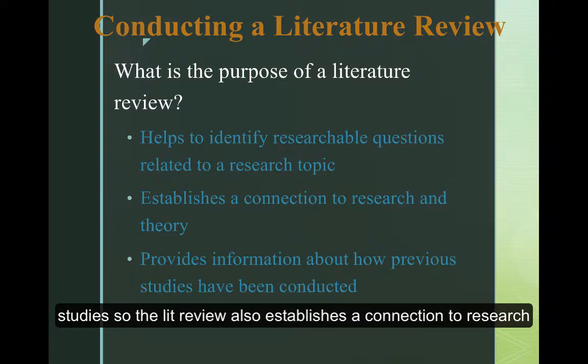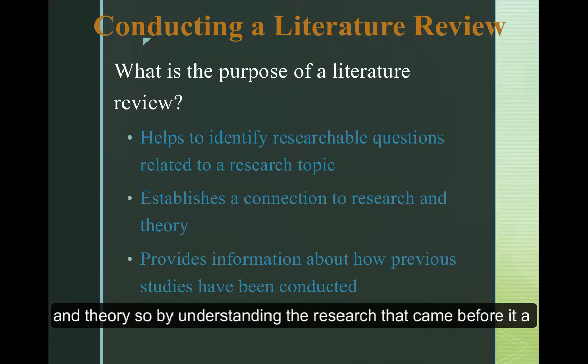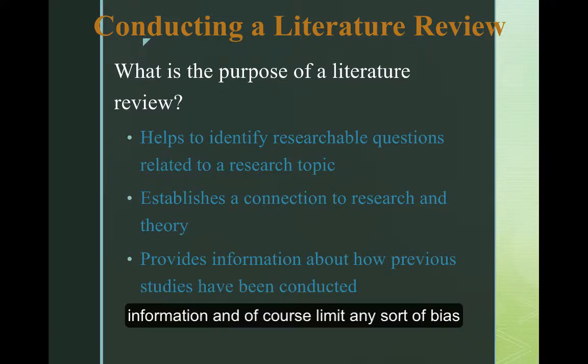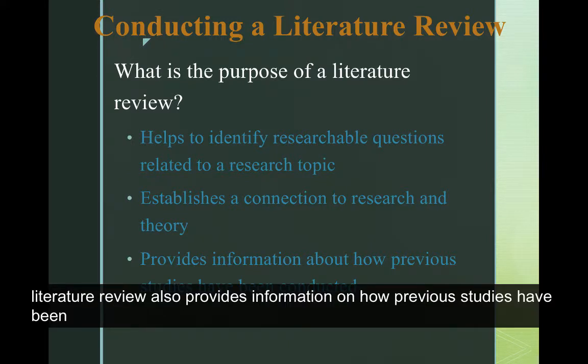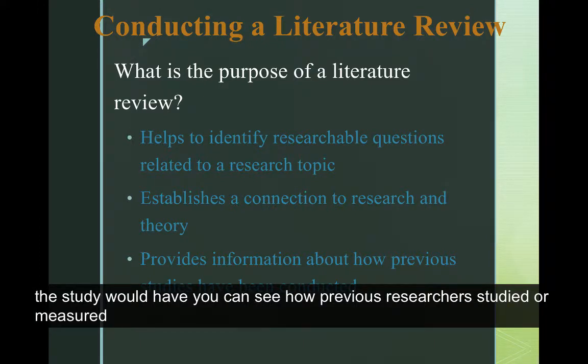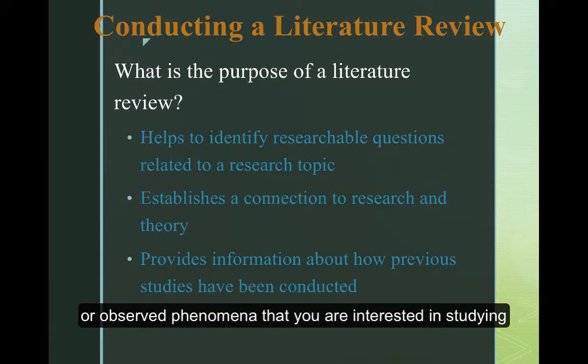So the lit review also establishes a connection to research and theory. By understanding the research that came before it, a researcher can position their research in context in order to add to the overall body of information and, of course, limit any sort of bias they might have about the topic. And of course, the literature review also provides information about how previous studies have been conducted. This can help when you're thinking about what kind of methods a study would have. You can see how previous researchers studied or measured or observed phenomena that you're interested in studying.